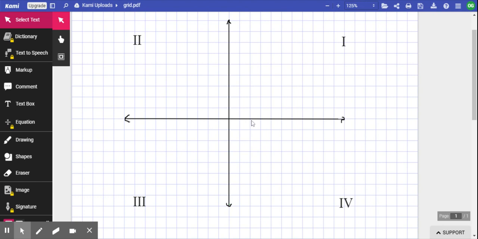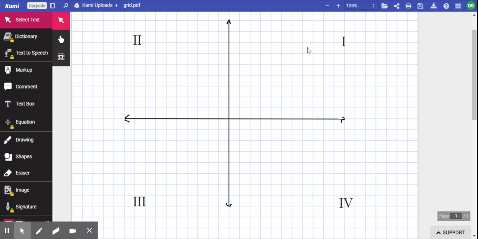I just kind of threw some lines on here. This is meant to be the x-axis and the y-axis. My arrows at the ends are kind of bad. And I labeled my 4 quadrants, and you are familiar with these because we've worked on these in class quite a lot. Quadrant 1, 2, 3, and 4 in those Roman numerals.